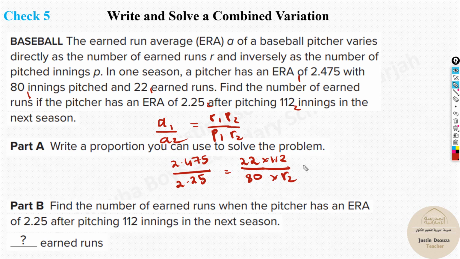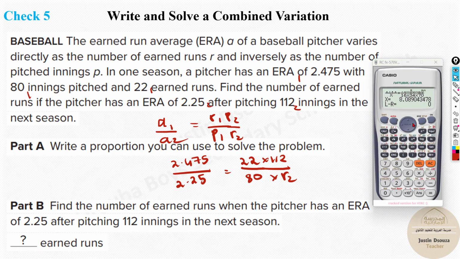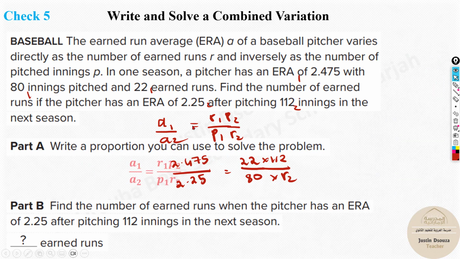So all you do is put it in the calculator and solve it. So let me use the calculator. Here, just substitute it as it is. I'm just going to clear this off and write it. 2.475 divided by 2.25. That is equal to 22 into 112 divided by 80 times alpha x. Now let me press shift and solve. The answer is 28. So we write the proportion that you can use. See, this is the proportion which I've written over here.